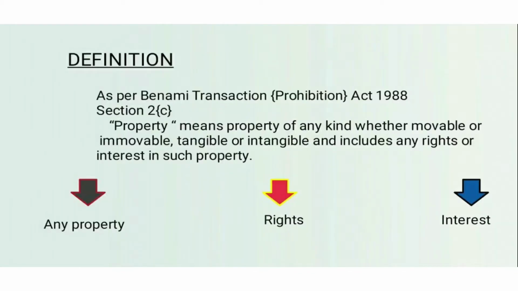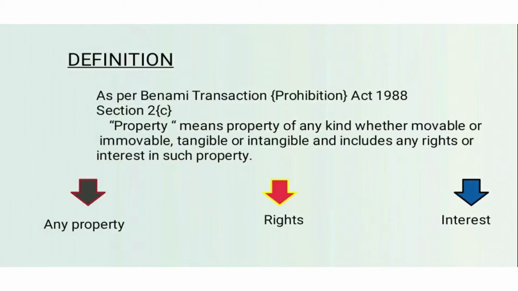So now let's try to understand the main meaning of property. As per the Benami Transactions Prohibition Act, section 2 says that property means property of any kind, whether movable or immovable, tangible or intangible, and includes any rights or interest in such property. You don't understand anything, I know very well. So from that particular Act, we try to understand what property is. Don't worry if you do not know the meaning of immovable, movable, tangible, intangible. I'll explain in the upcoming slides in much more depth. For the time being, remember it's just the definition of property.